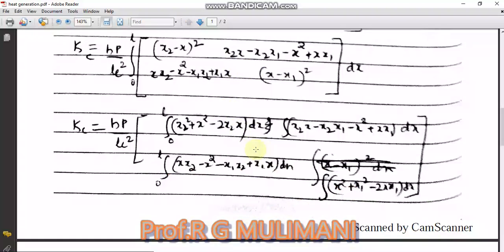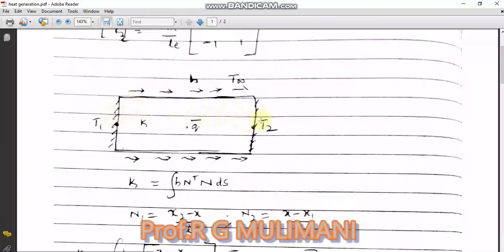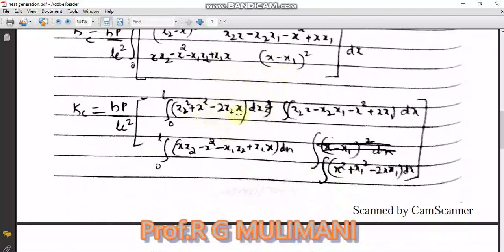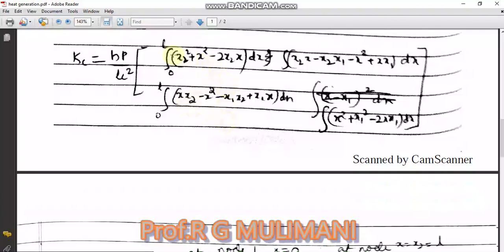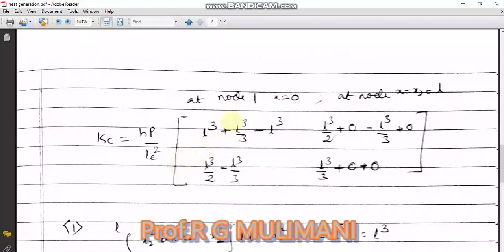The boundary conditions are applied here. The element or body varies from 0 to L. So at x equal to x1 it is 0, and at x equal to x2 it is L. While applying the limits you substitute x1 is 0 and x2 is L. Again, x1 is 0 and x2 is L. Integrating all this with respect to x and substituting these values, we have this form.